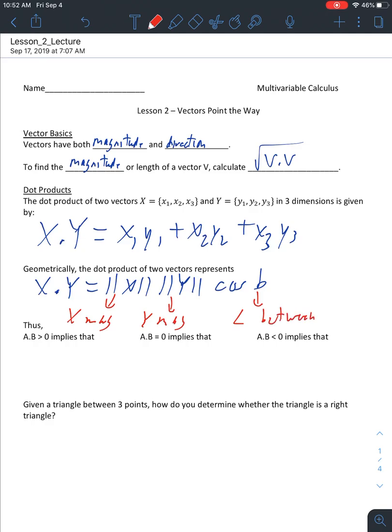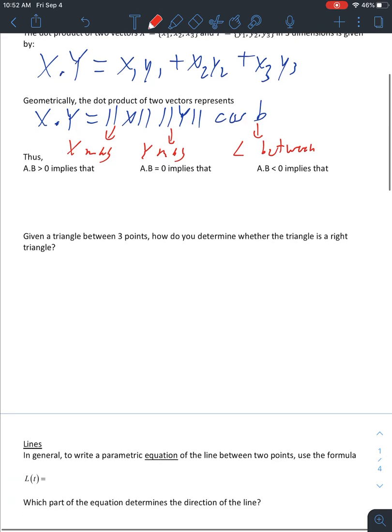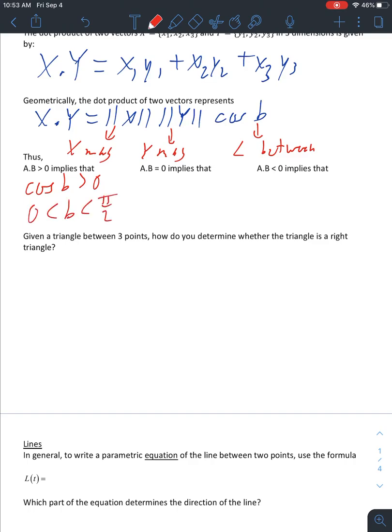So this basically tells us that if the dot product is positive, then cosine b must be positive, which means the angle must be between 0 and pi over 2. If the dot product is 0, cosine b must be 0, and that tells us the angle must be a right angle. And if the dot product is negative, cosine b must be negative, and therefore b must be between pi over 2 and pi.